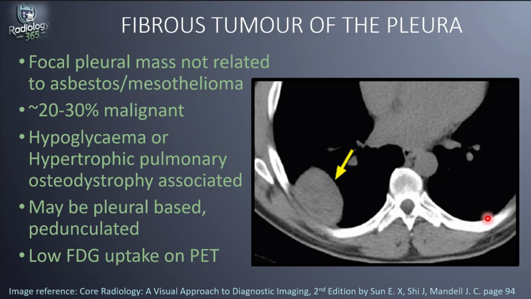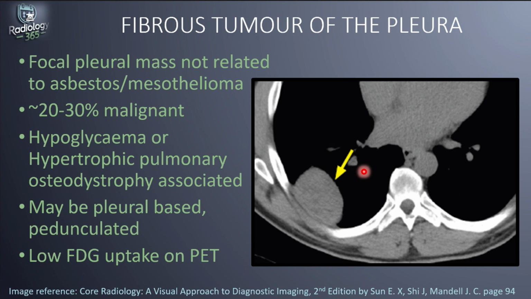The malignant potential is determined histologically by the number of mitoses seen within the cells. Now, fibrous tumor of the pleura may be associated with hypoglycemia or hypertrophic pulmonary osteoarthropathy, although these associated conditions are uncommon, just about 5% of cases.